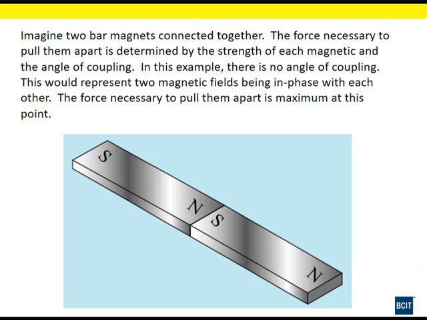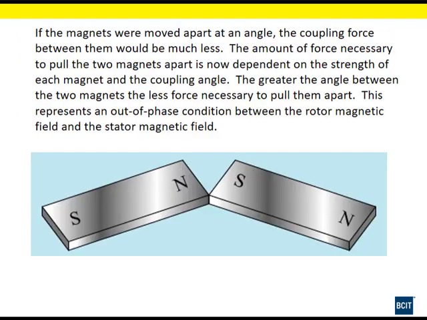Now imagine two bar magnets connected together. The force necessary to pull them apart is determined by the strength of the magnetic field and the angle of the coupling. In this example, there's no angle of coupling, so this would represent two magnetic fields that are in phase with each other.